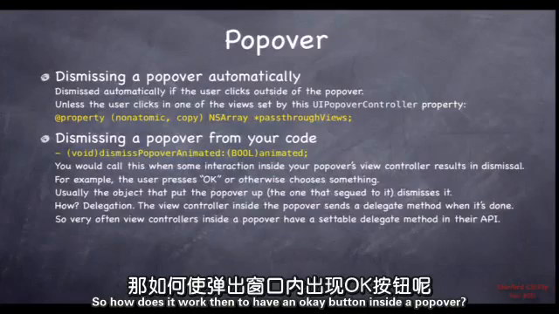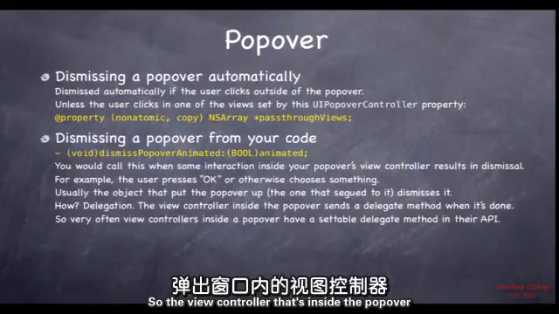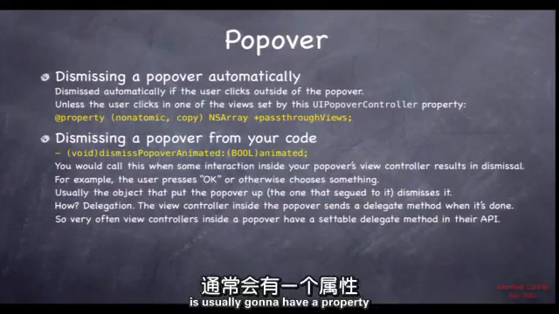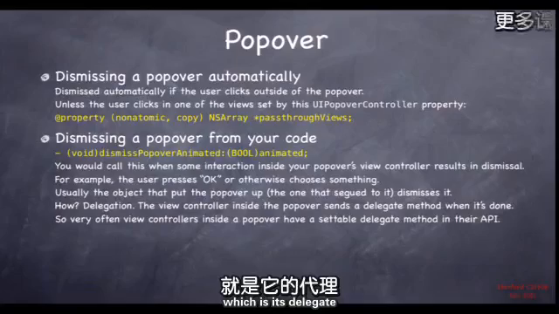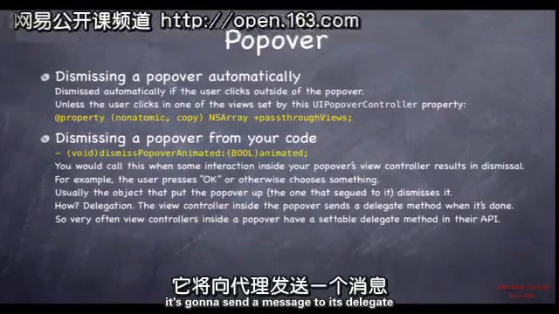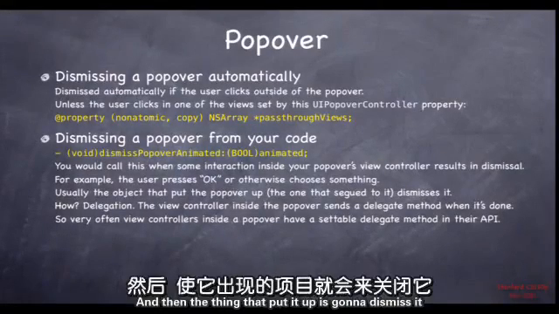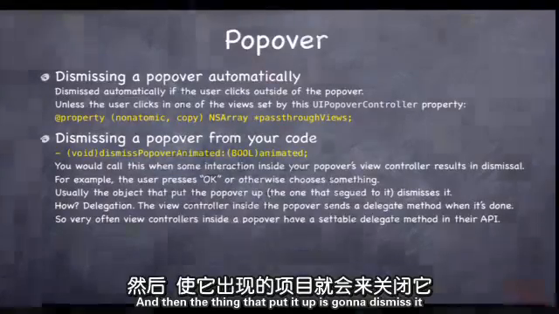So how does it work then to have an OK button inside of a popover? The answer is you're going to use delegation a lot. So the view controller that's inside a popover is usually going to have a property, which is its delegate. And when OK is pressed in that view controller, it's going to send a message to its delegate saying, OK, or I did it, or whatever. And then the thing that put it up is going to dismiss it.